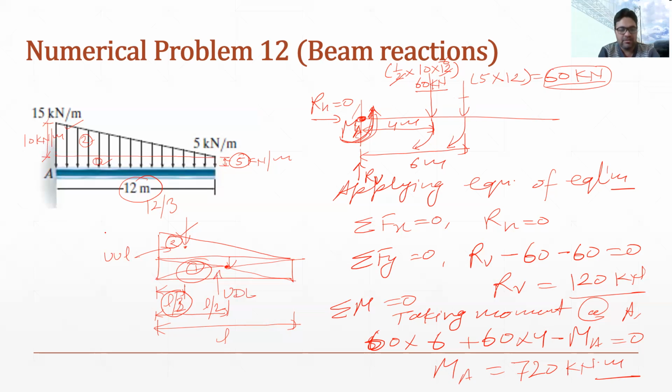So now we can write here RV as 120 kilonewton, MA as 720 kilonewton meter, and RH obviously is 0. So that is the solution of this UVL.